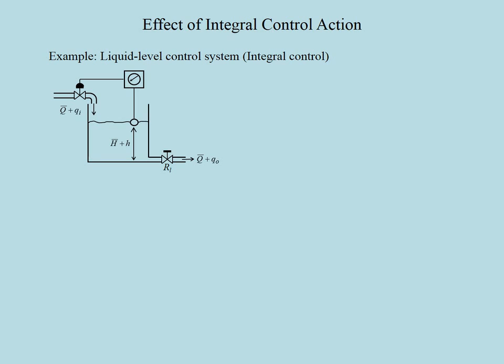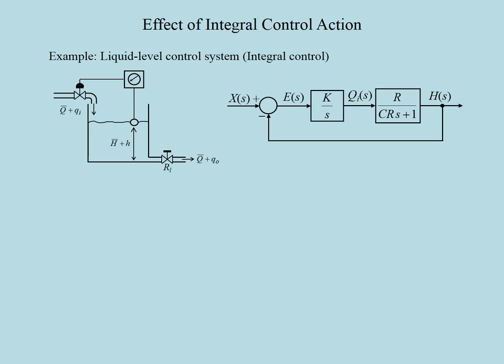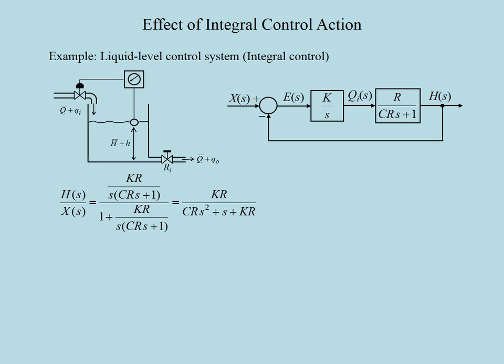Next, we analyze the system under integral control. That means the controller transfer function is now K over s. We proceed along the same lines. That is, first we obtain the closed loop transfer function as the feed-forward transfer function divided by 1 plus the open loop transfer function. And then the transfer function from the set point to the error signal as (X(s) minus H(s)) divided by X(s), that is 1 minus the closed loop transfer function.